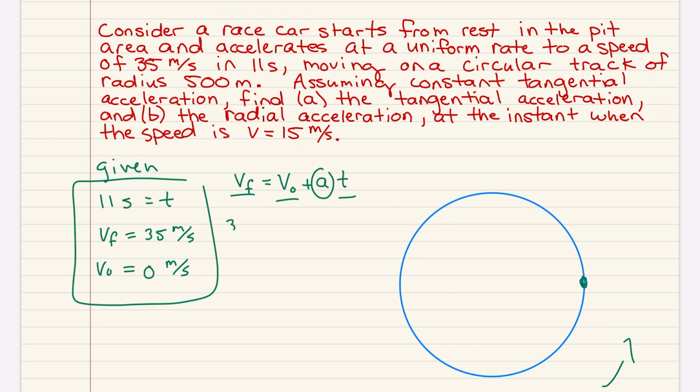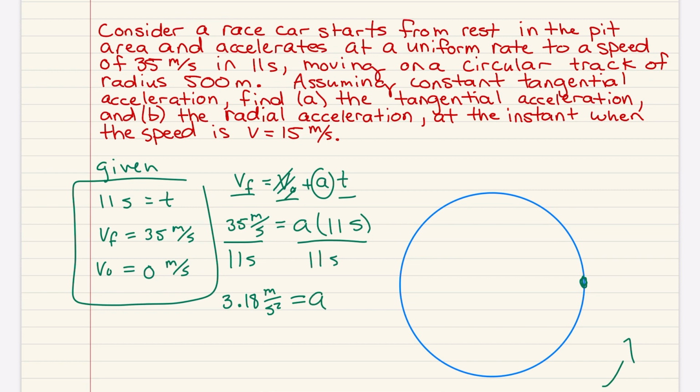All we need to do is solve for the missing piece, acceleration. I'm going to go ahead and plug in 35 meters per second for final velocity. The initial velocity is 0 because our car starts from rest. And I'm going to set this equal to a times 11 seconds. If I divide both sides by 11 seconds, then I get roughly 3.18 meters per second squared. That is a unit of acceleration. So I can say that my tangential acceleration, a sub t, is equal to 3.18 meters per second squared. And that's the answer to A.